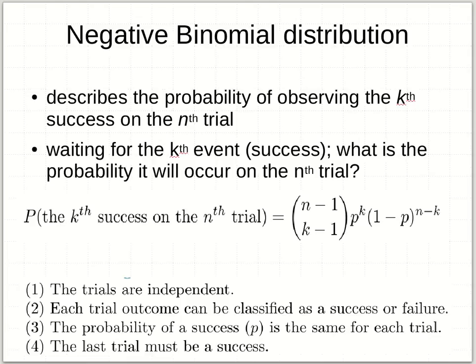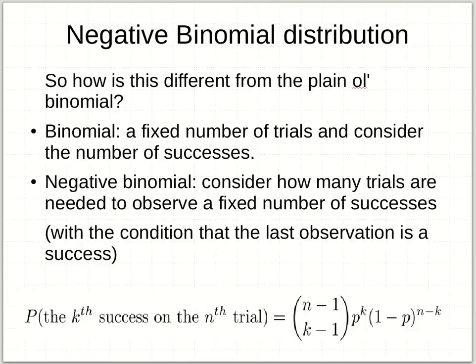Now, you don't think about collecting data in tosses of the dice, etc. very often, but these distributions turn out to be handy if you're talking about counts, if you're talking about observations of organisms, for example. So, how's this different from the plain old binomial? You're dealing with a fixed number of trials and considering the total number of successes in that plain binomial. In the negative binomial, you're considering how many trials are needed to get a fixed number of successes.